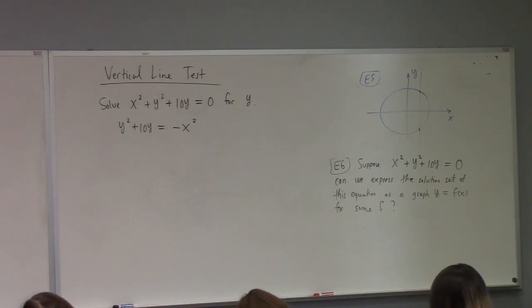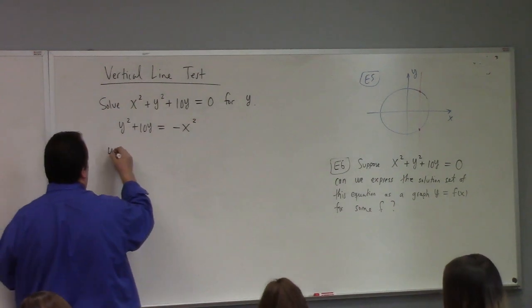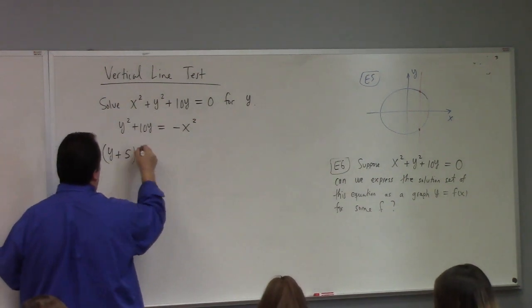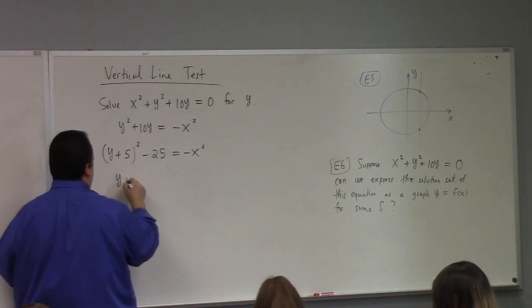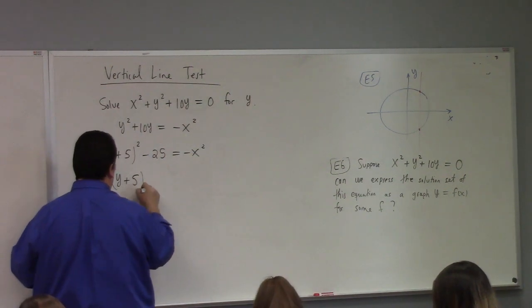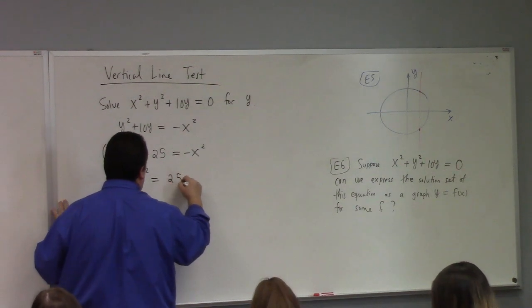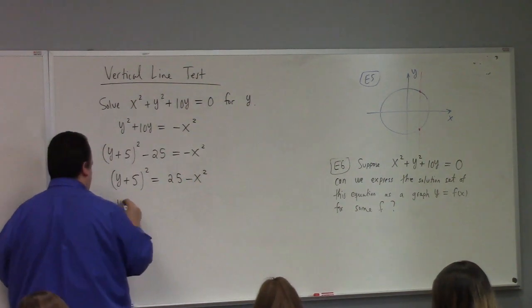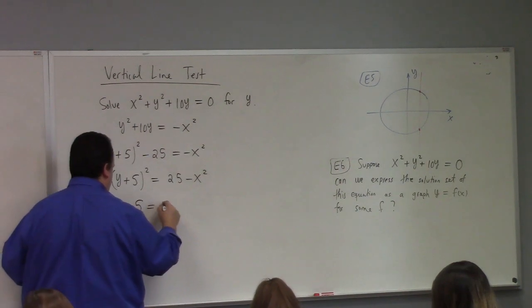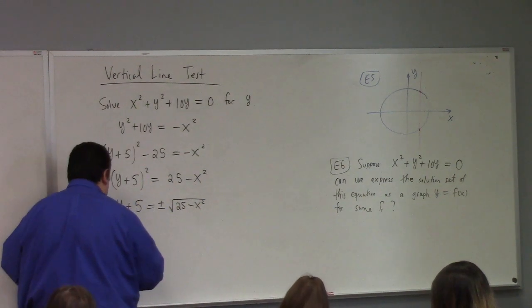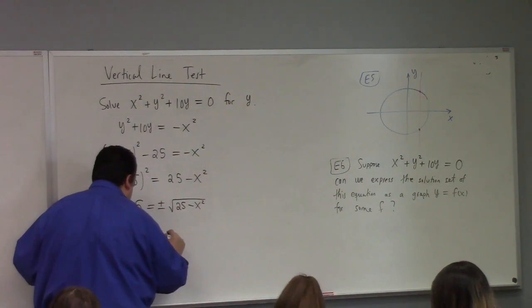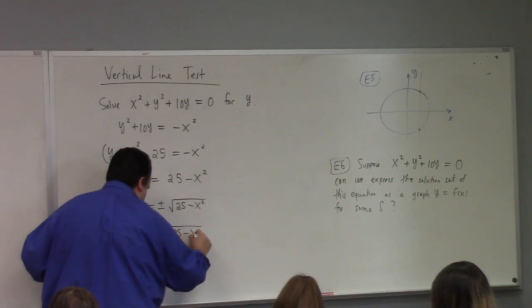You have a square, so we would complete the square, right? Yeah. So this is y plus 5 squared minus 25 equals minus x squared. In other words, y plus 5 quantity squared is equal to 25 minus x squared. So y plus 5 is plus or minus the square root of 25 minus x squared. So we get y is minus 5 plus or minus the square root of 25 minus x squared.